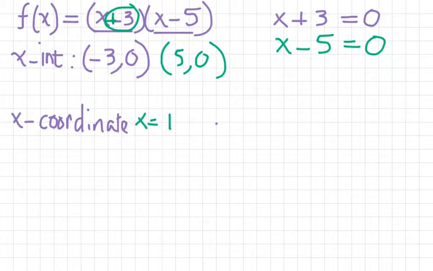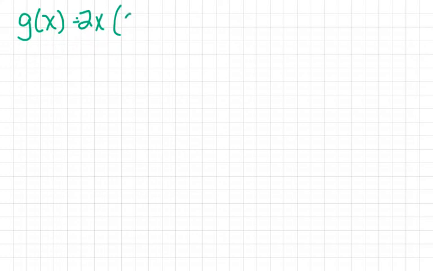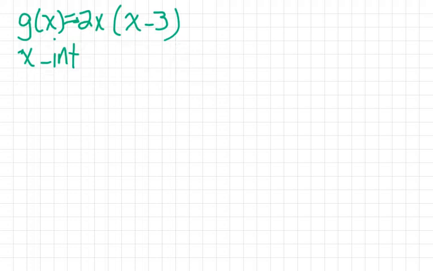Okay, let's look at another example. So if I give you that g of x is equal to 2x times the quantity of x minus 3, I want to do the same thing. I want to find out what are the x-intercepts, and I want to find the x-coordinate of my vertex.